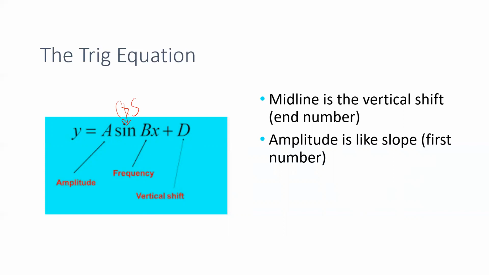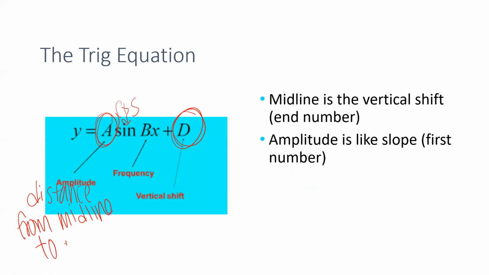The two main things that we're going to look at today in this equation are what the a stands for and then what the d at the end stands for. So looking at that a first off, a stands for amplitude. It's like your slope. It's going to be your first number, and again, your amplitude is your distance from your midline to your maximum or your minimum. So again, that very first number in your equation, that's your amplitude. That's going to tell you how high or low we go from our midline.